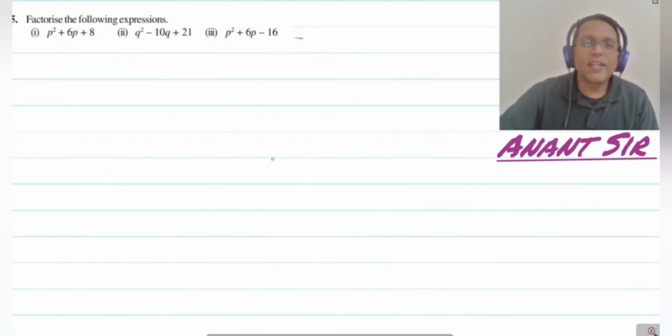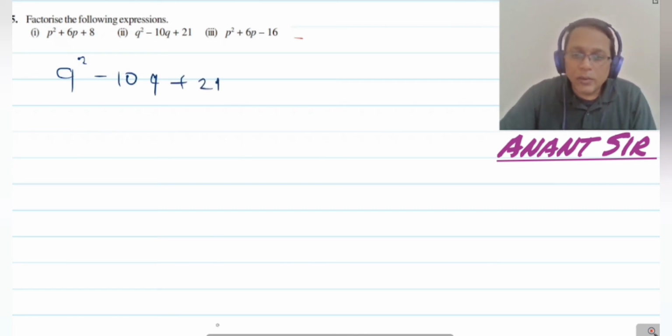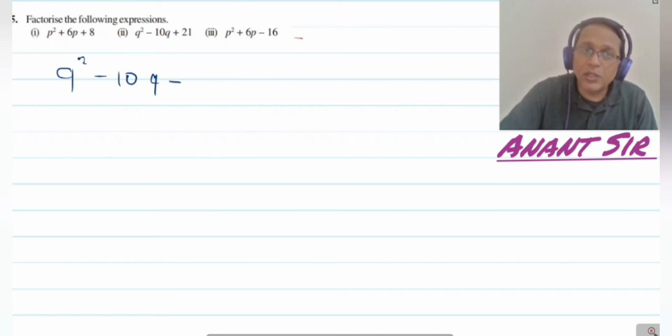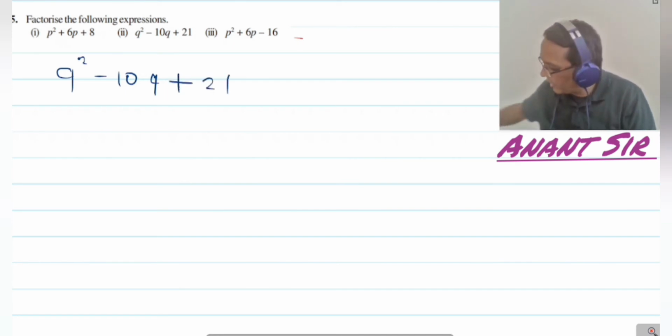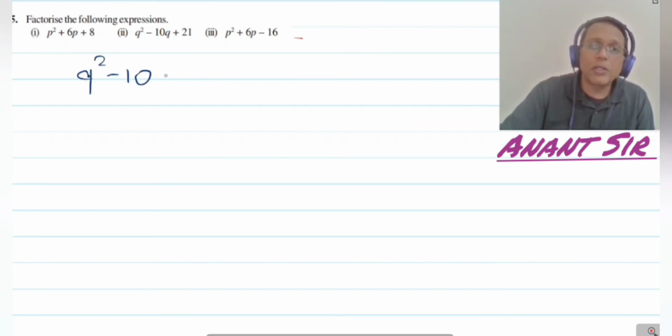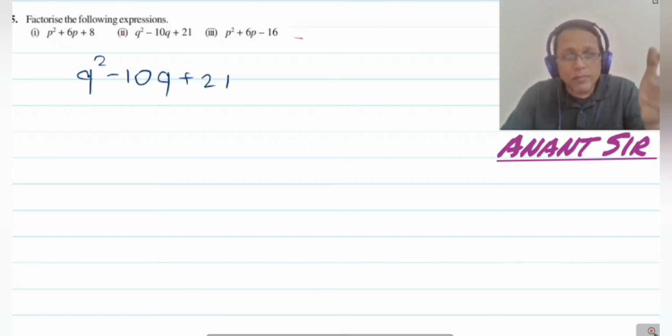So friends, let's solve the second question. It's a similar one. q square minus 10q plus 21. You will think, sir, you are taking too long to explain one question, but this is very important. You need to understand these questions.